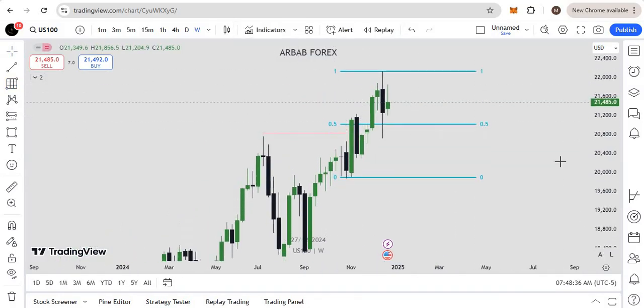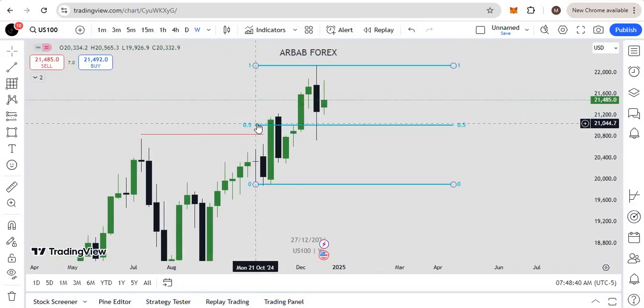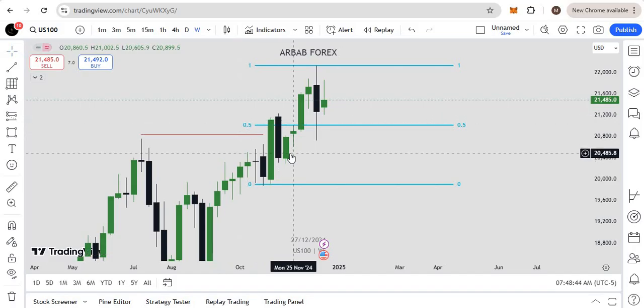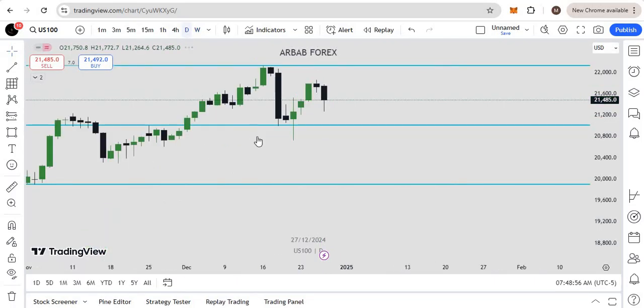After we mark out, we want to identify whether we are in premium or discount. If we are below 50%, we are in discount. If we are in discount, we only buy, and if we are above 50%, we are in premium, we only sell. Okay, once we identify that, we will shift to the daily time frame.